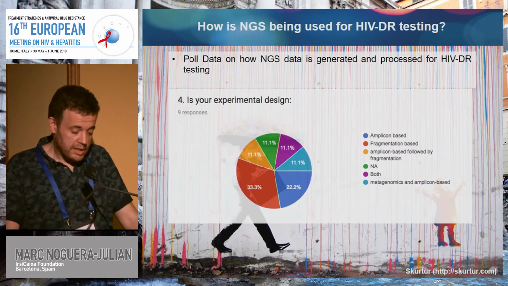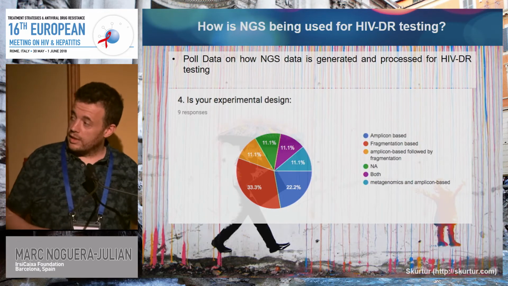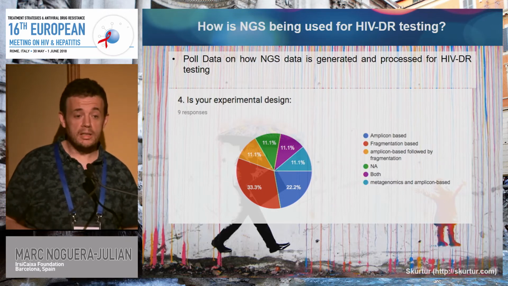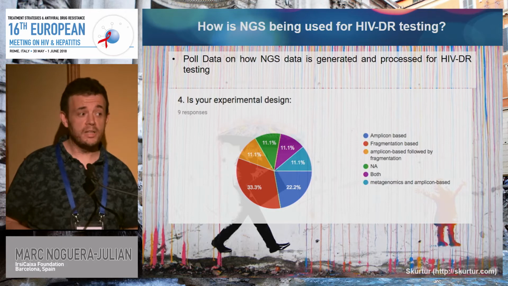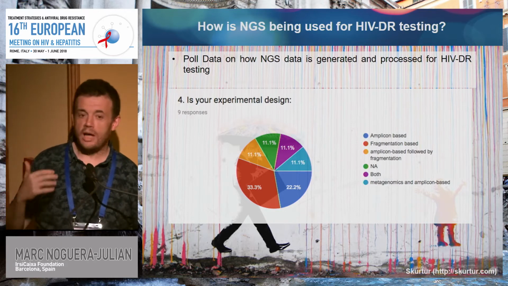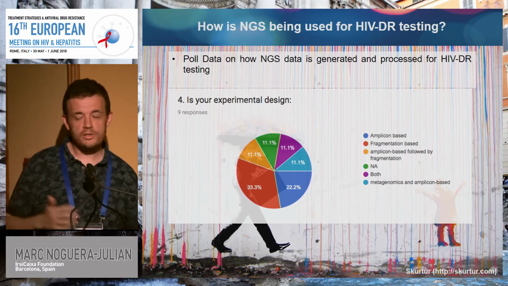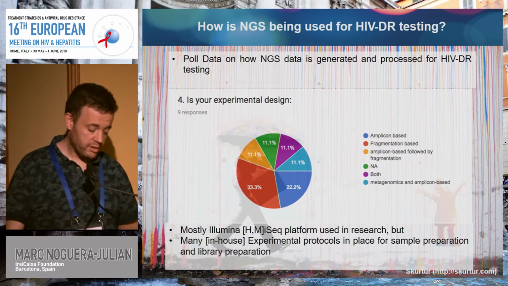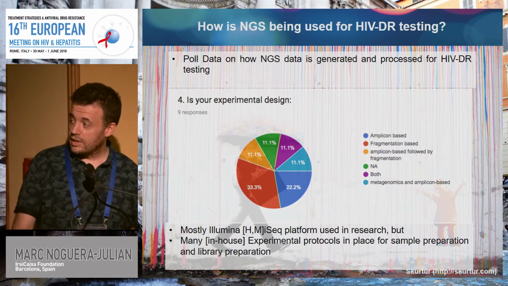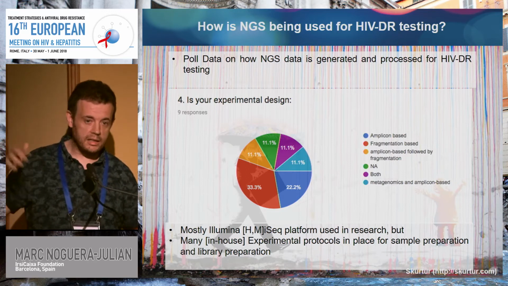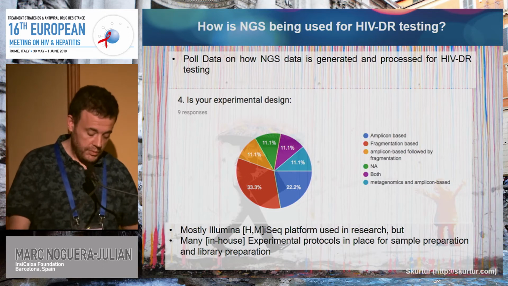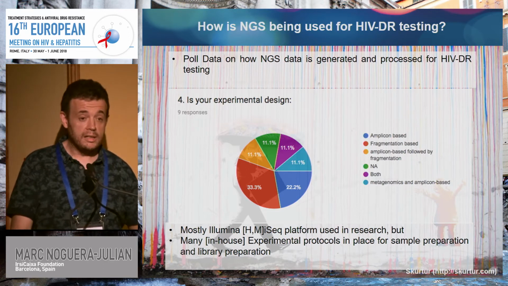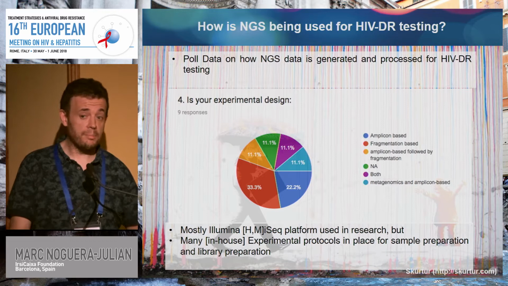Okay, so this is just two questions. We were circulating a poll on how different research labs were using NGS for genotyping HIV in Europe. I'm not sure whether this is really representative of the reality, but it already gives a kind of picture of how NGS is used, and mostly all reporting centers reported that they were using a HiSeq, MiSeq, you name it, machine, and that lots of these centers were also using some in-house protocols to prepare the samples and the DNA libraries.